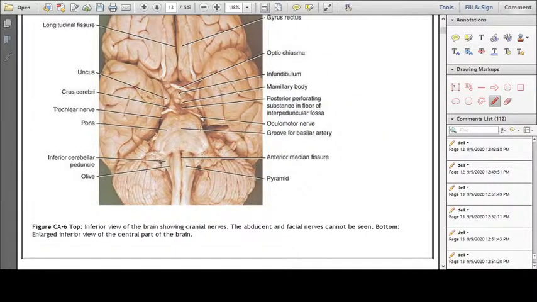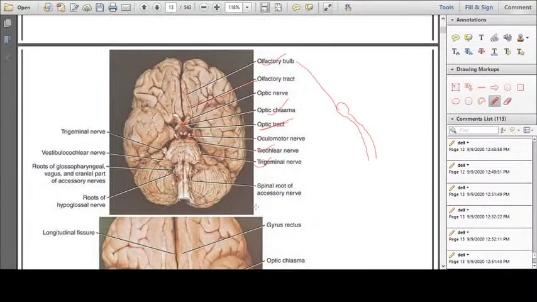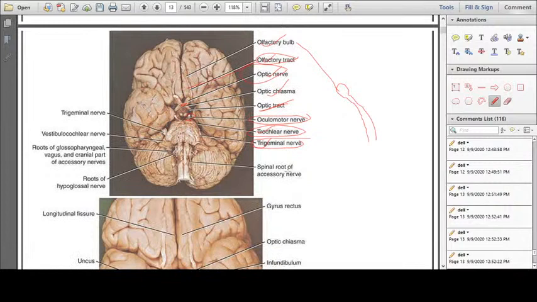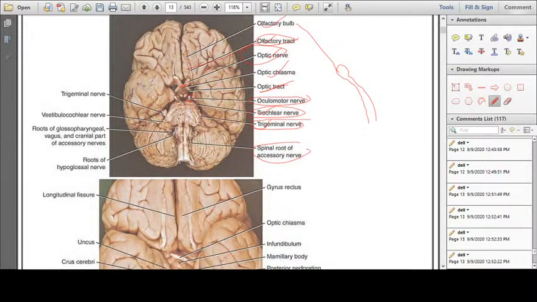What is this section of the brain? This is actually an inferior view of the brain showing cranial nerves. Obviously we could see many cranial nerves, which include the optic nerves, olfactory nerves, olfactory tract, and there is also the oculomotor nerve, the trochlear nerve, the trigeminal nerve, and this one right here is the spinal root of the accessory nerve, and this one is the root of the hypoglossal nerve.